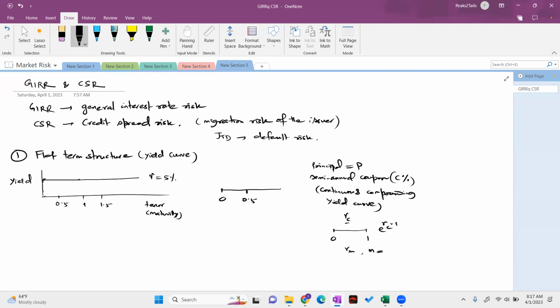M is basically your compounding frequency. So if M is equal to 2, it means semi-annual compounding. If M equals 4, it means quarterly compounding, like that. So how much money will you have at the end? It will be 1 plus RM divided by M, since there will be M periods in a year, whole to the power M. So this must be equal to this. And there you have the relation between RC and RM. You can always go back and forth between continuous compounding versus discrete compounding.